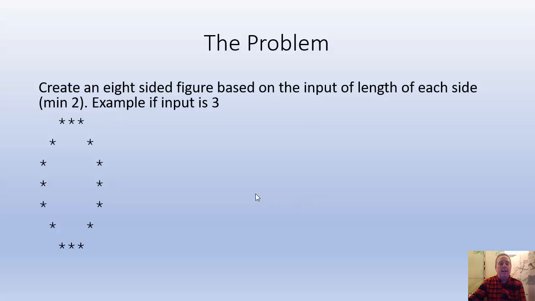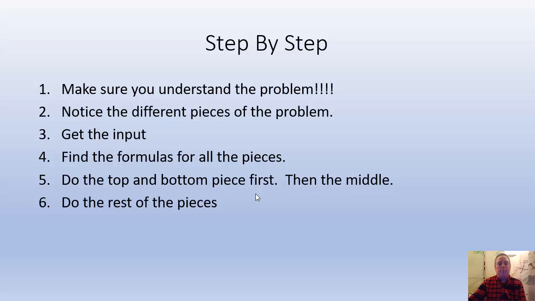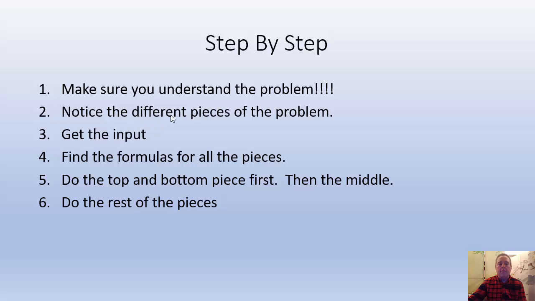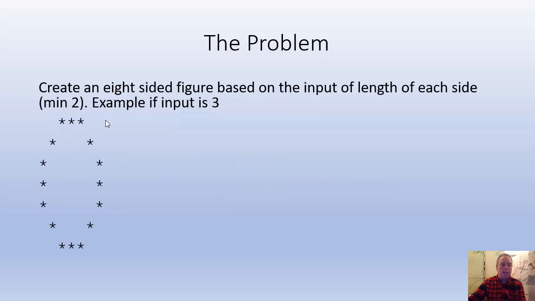All right, so step by step. First, make sure you understand the problem. You're going to want to print a couple spaces, some stars, space, star, spaces, star, etc. Notice the different pieces of the problem. Well, this and this are the same, and they are different from the other parts. These 3 are the same, and these 2 look to be the same, but they are in fact different. Make sure you notice that.